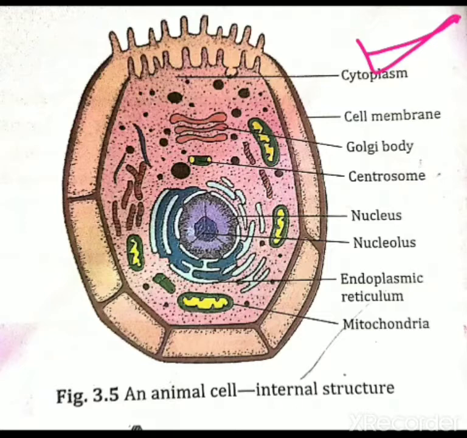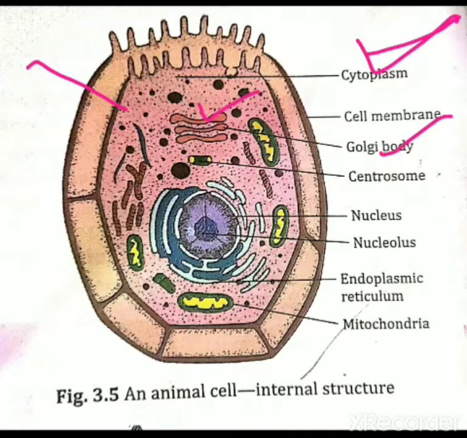You can see this cytoplasm here in light pink color, which is spread all over the cell. Then you have the Golgi body. You can see the Golgi body structure. This one is your Golgi body.